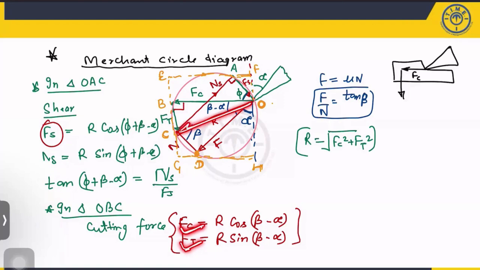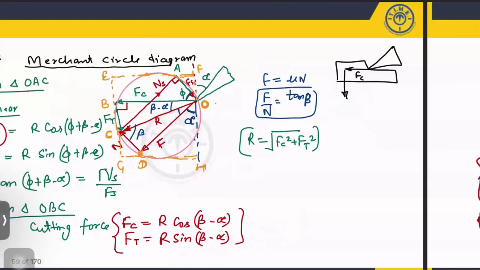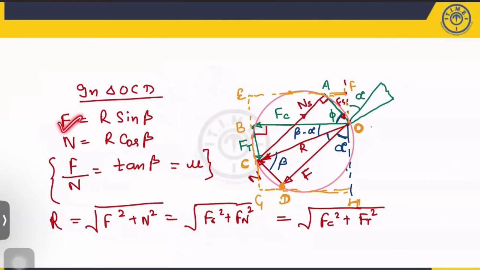If you know the resultant, resultant means resultant of any pair of forces. That means shear force and normal to the shear plane, friction force and normal to this plane. That means F and N resultant, Fc and Ft resultant, Fs and Ns resultant will be the same only. So if you take the cos component of R, you will get R of cos of beta minus alpha will be Fc, sine component will be this one. Okay, that means Fc, Ft, Fs, Ns.